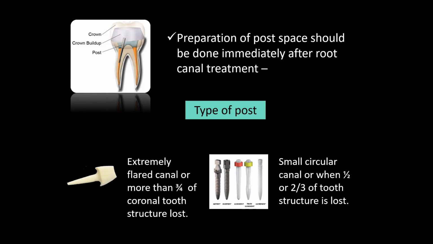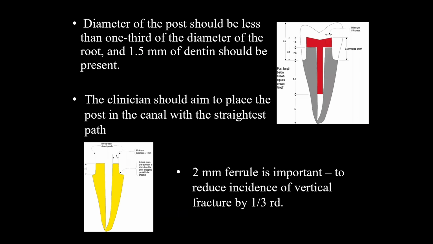custom post, which is usually used for an extremely flared canal or when more than 2/3 of the coronal tooth structure is lost, whereas the prefabricated post is used when there is a smaller canal or when at least half or 2/3 of the tooth structure is lost. Now, the diameter of the post should be less than 1/3 of the diameter of the root, and at least 1.5 mm of the dentine should be present.